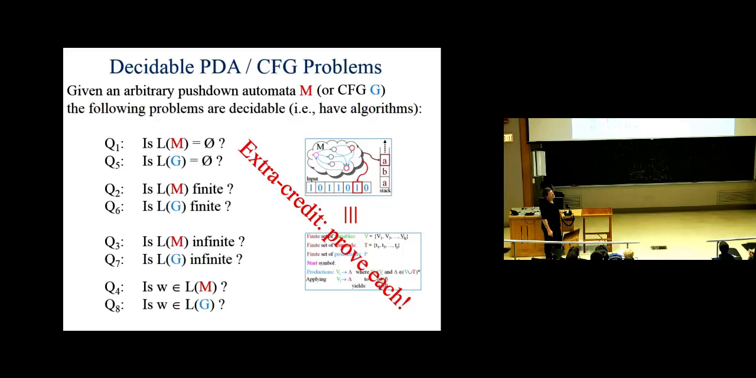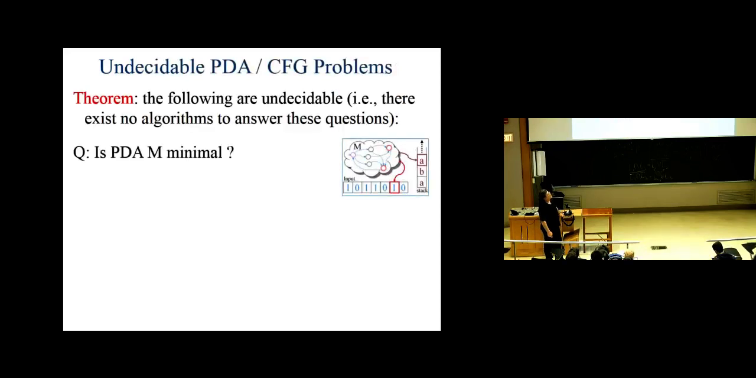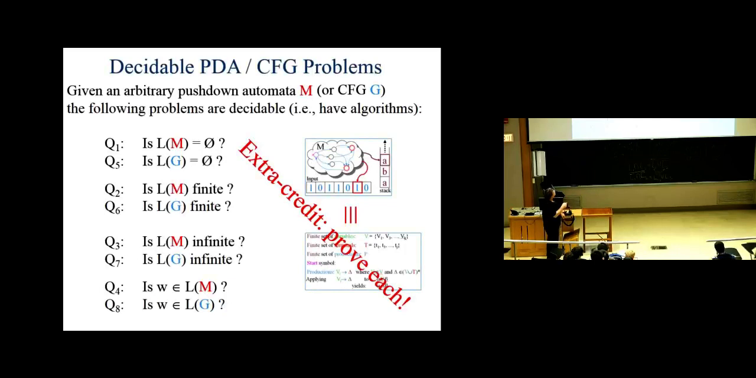Not that hard to do, but I don't want to spend precious class time on this. I want to go through a few other things. Some properties of context-free grammars and context-free languages are not decidable. There's no algorithms for them. For the ones we saw on the previous slide, all 8 of these questions, there's algorithms for. And for extra credit, try to come up with some.